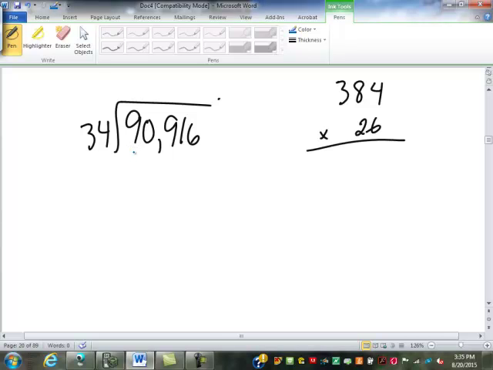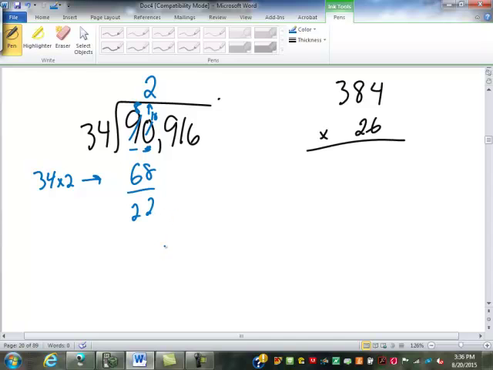Perfect. 34 doesn't go into 9, so we're going to see 34 into 90. And how many times? 2 times. Now, since the 0 was the last digit we used, we're putting the 2 above the 0. Then what? Then take 2 times 34, which is 68. So we're going to take 68 away from 90, and that will be 22.